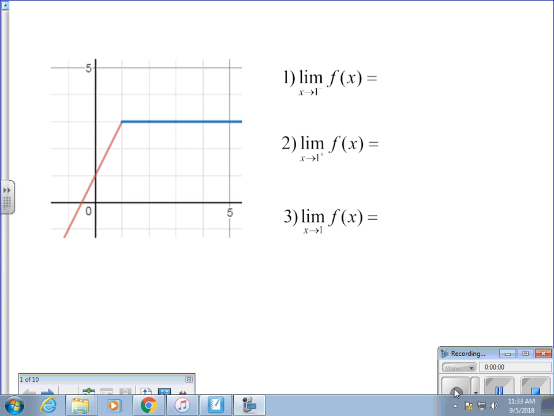Okay, so the limit as x approaches 1 from the left, going from the left-hand side, is 3. The limit from the right is also 3. So the limit itself is 3. Easy.